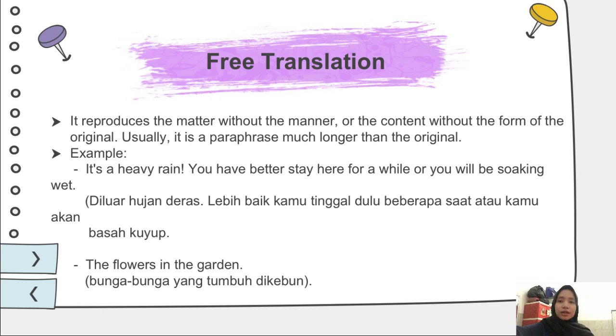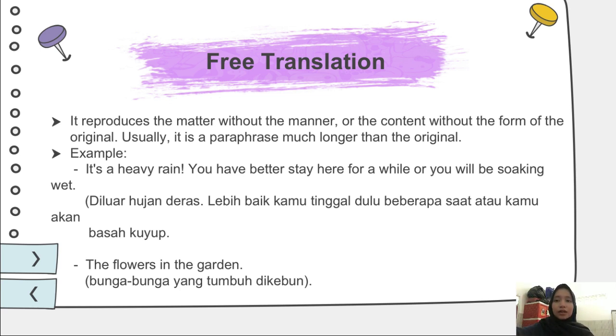So the first example, it's a heavy rain. You had better stay here for a while or you will be soaking wet. It means di luar hujan deras. Lebih baik kamu tinggal dulu beberapa saat atau kamu akan basah kuyup.